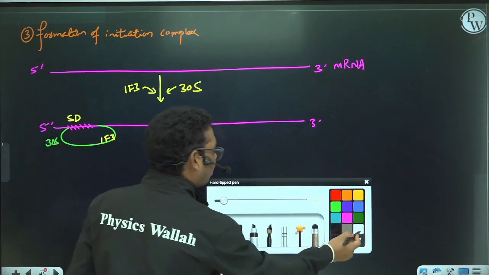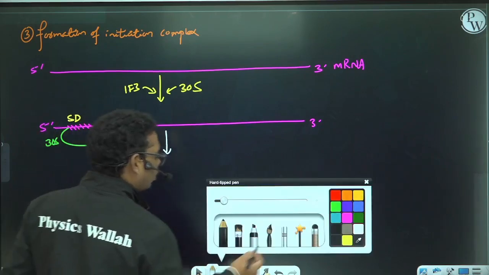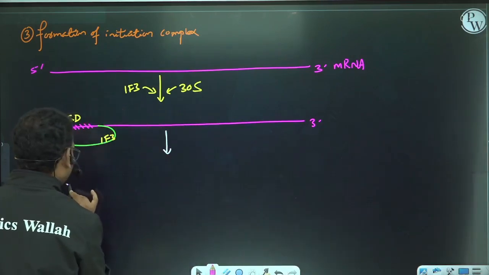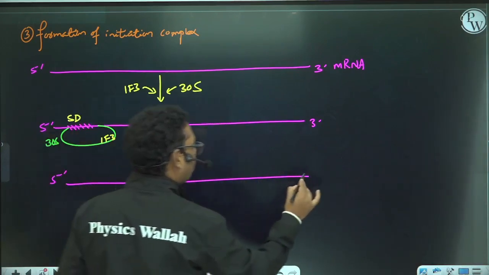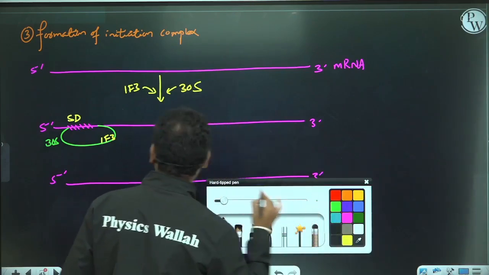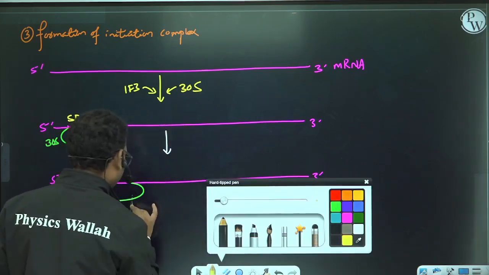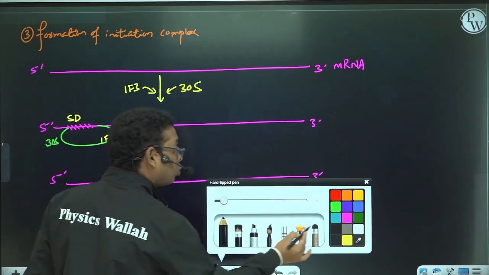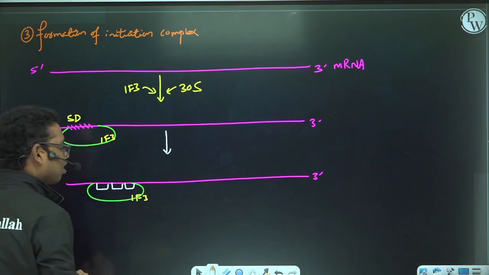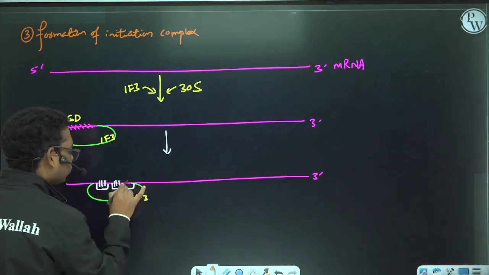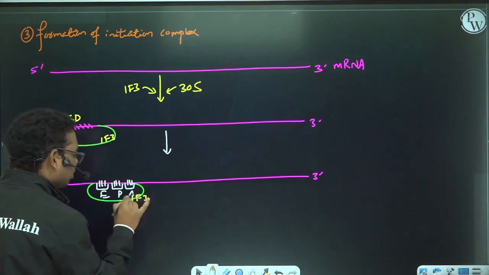Now what is going to happen in the next step? See, let me draw the same diagram here again. So this is the mRNA, 5' end and 3' end. Okay, and suppose this is the ribosomal subunit. IF3 will be present. And it has 3 sites. Suppose this is one site, this is the second site, this is the third site. In every site 3 nucleotides will be there. This is the E site, this is the P site, this is the A site.